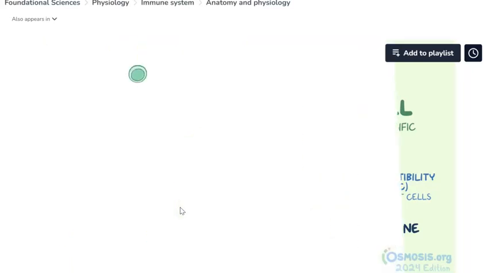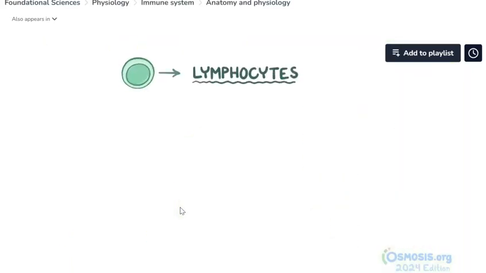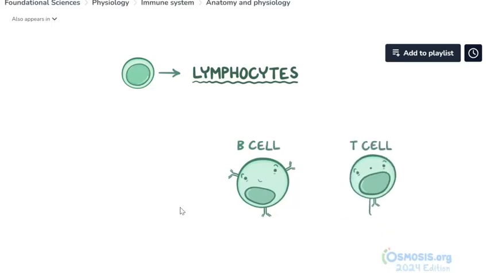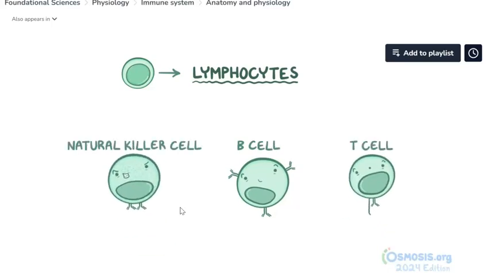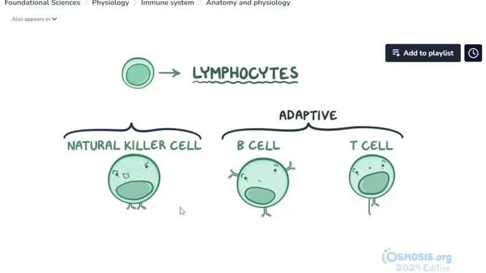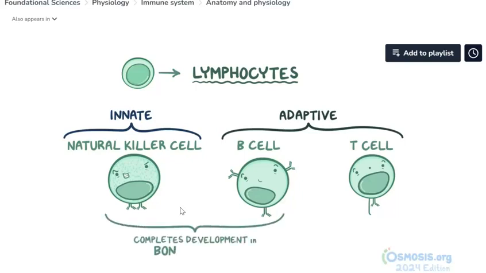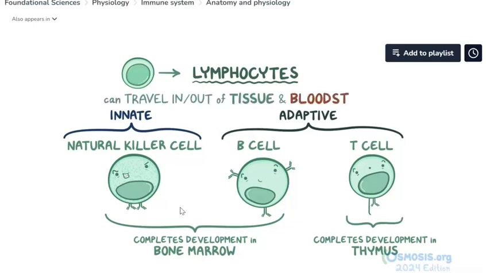The final group of blood cells, the lymphocytes, includes B cells, T cells, and natural killer cells. B and T cells make up the adaptive immune response, while natural killer cells are part of the innate immune system. B cells and natural killer cells complete their development where they started, in the bone marrow, whereas some lymphoid progenitor cells migrate to the thymus where they develop into T cells. All of the lymphocytes are able to travel in and out of tissue and the bloodstream.